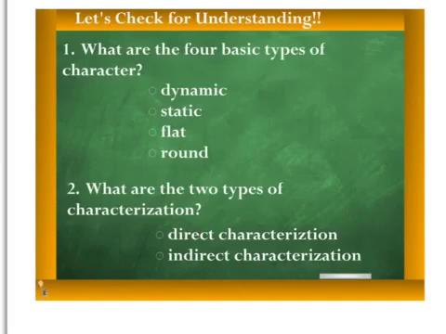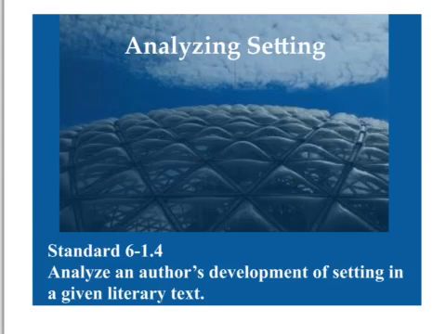The 2 types of characterization are direct characterization, where an author tells us exactly what a character is like, and indirect characterization, where the author shows us what a character is like by the character's actions, the character's thoughts, their appearance, or the way other characters respond to them. Our next part of the lesson focuses on setting, and setting is very easy for us. And besides, it's also something that we've talked about in previous grades.